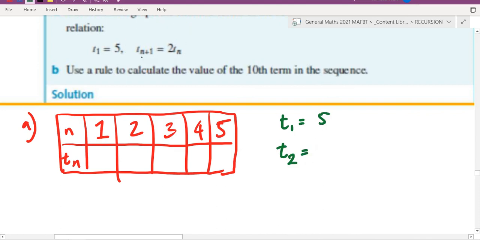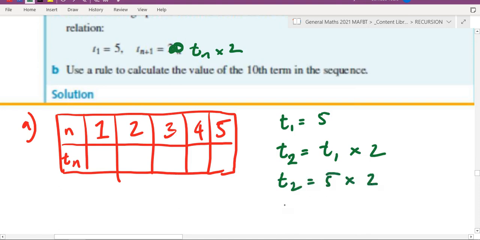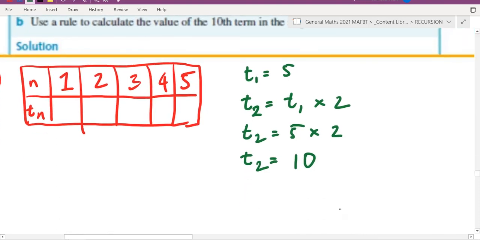It says to get the next term, Tn plus 1, it's going to be 2 times the current term. I might flip this the other way around because it's a little bit annoying. I would rather have it as Tn times 2. It's the same thing, I've just swapped it. So to get T2, it's going to be T1 times 2, which is 5 times 2. That means the second term is 10. So you've got 5, then you've got 10.